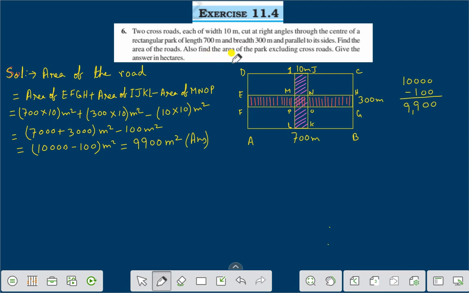Right? Now also find the area of the park excluding the crossroad. Right? You have to subtract this road. Now find the area of the park first. Area of the park is equal to area of the park.